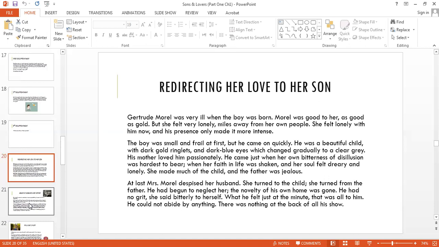So, she made much of the child. She dedicated her life completely to her child, a matter that made the father jealous. So she despised her husband. She turned completely to the child. She made the child her lover. She turned from the father and began to neglect him. Okay?